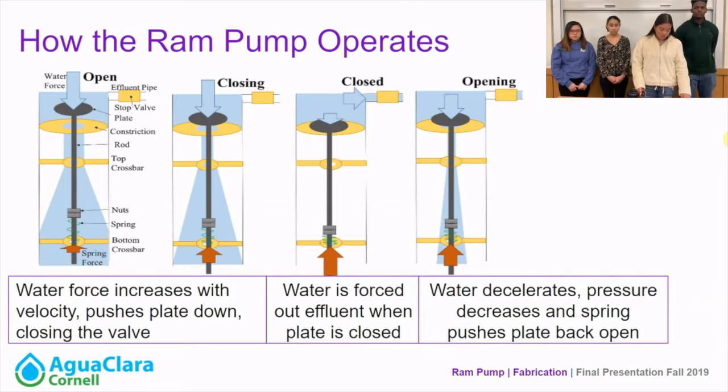As the water is forced out through the effluent valve, pressure decreases and causes the water to decelerate. The decreased deceleration of the driving head decreases the force of the water on the plate, and the spring force is able to overcome the force of the water and open. The cycle repeats as long as there's consistent driving head.